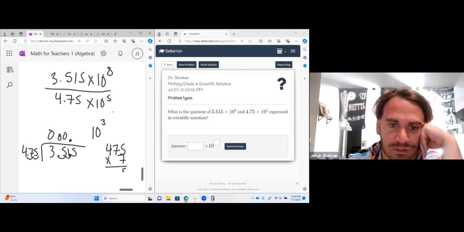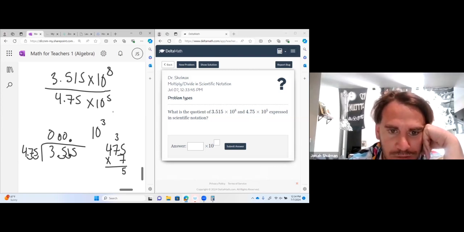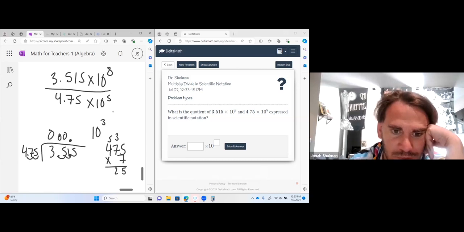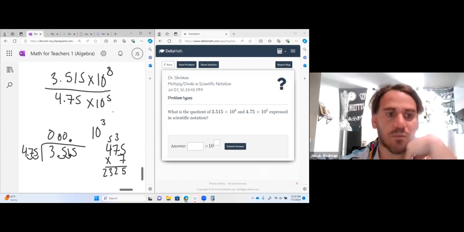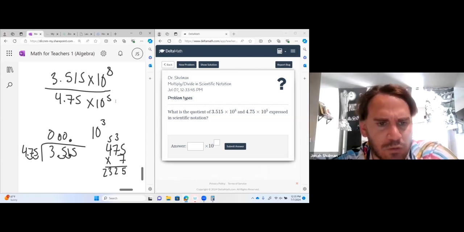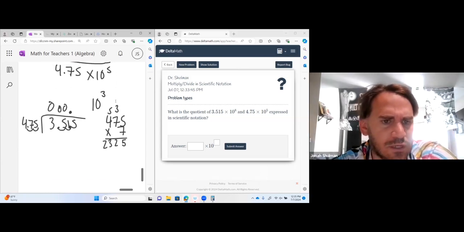7 times 5 is 35. Carry the 3. 49 plus 3 is 52. 7 times 5 is 28. 7 times 4 is 28. 28 plus 5 is 23. Oh, we're too small. We can get bigger than that. So let's do times 9.